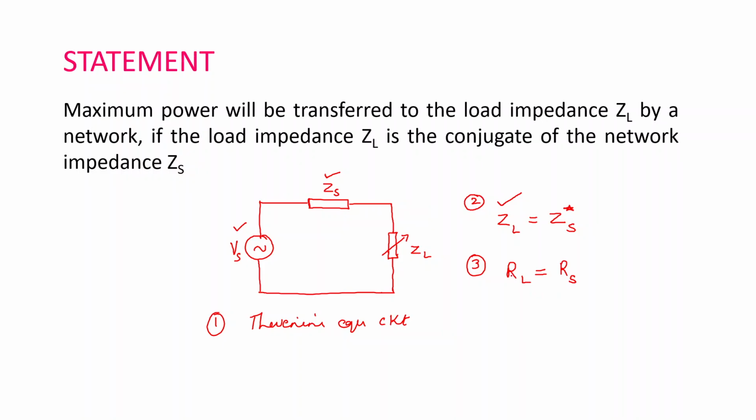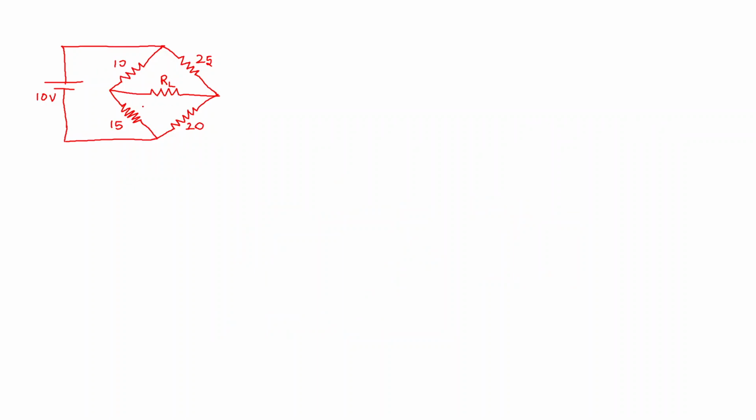So let me demonstrate this maximum power transfer theorem using a circuit. So here is a circuit. RL is the load resistance. We are going to calculate the value of this load resistance for maximum power to be transferred to this load. Since this is my load, I will mark AB across it.